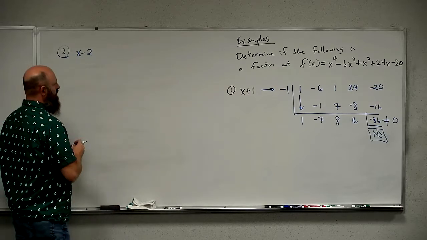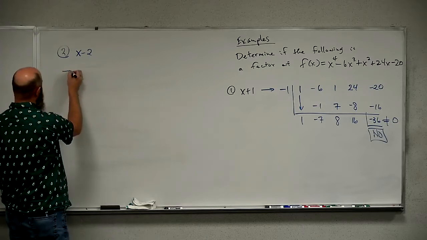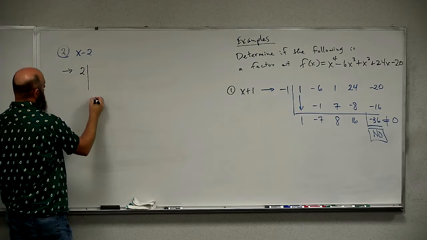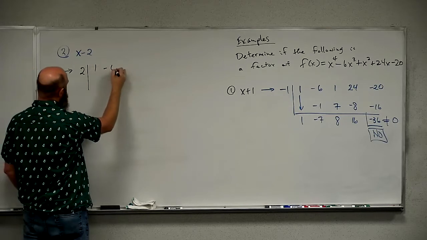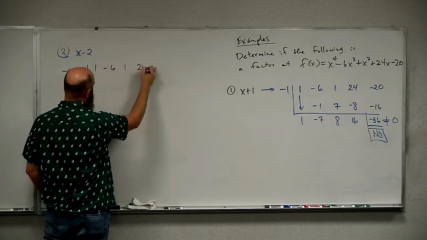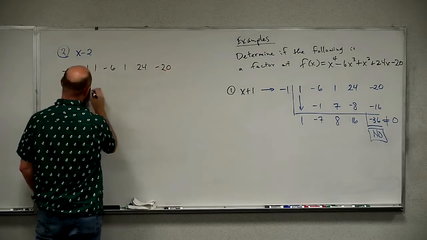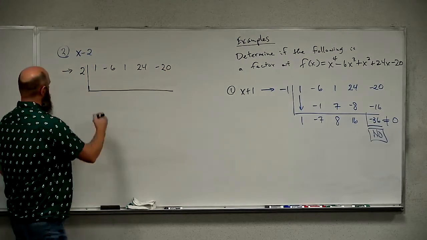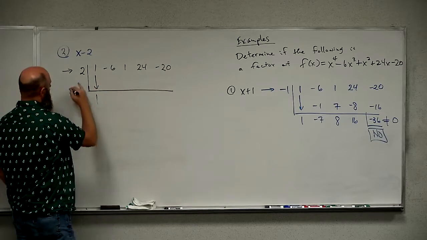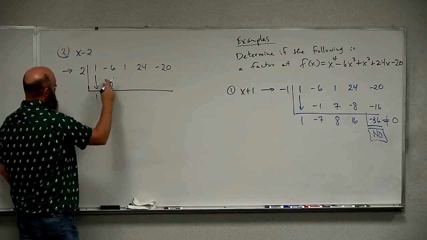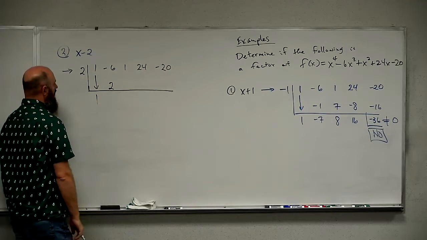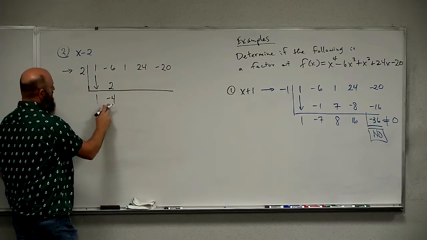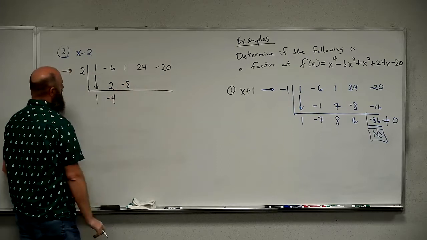All right, so do the same thing there. I'm going to do it underneath this time. So we do the opposite: +2, and 1, -6, 1, 24, and -20. So we bring down that 1. 2 times 1 is 2. -6 plus 2 is a -4. 2 times -4 is a -8.